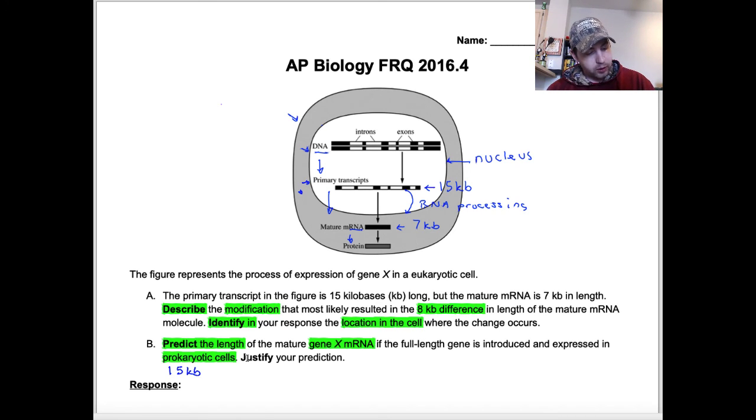In the second part, I now need to justify that prediction. So simply put, we're just going to elaborate on the fact that we said it's 15 kilobases long. All right, prokaryotes do not carry out mRNA processing.